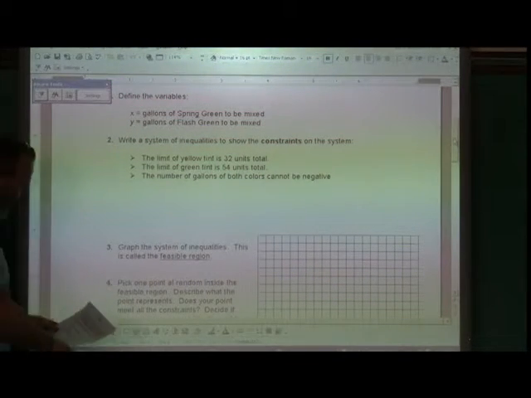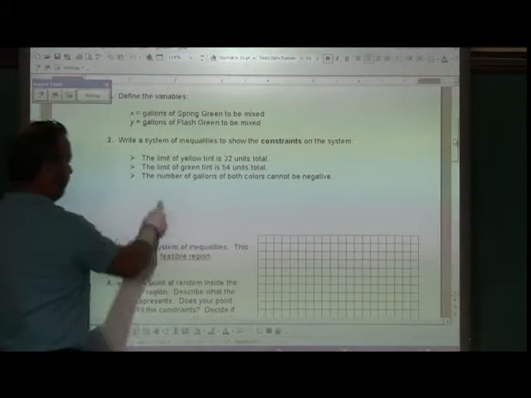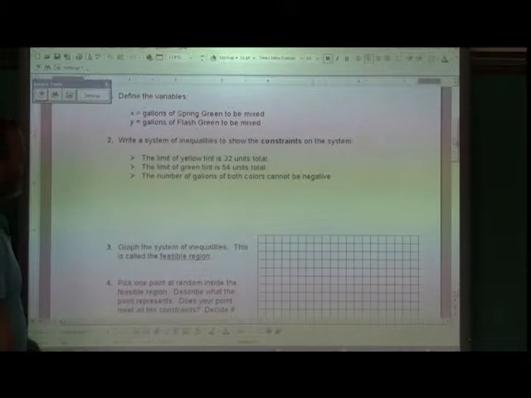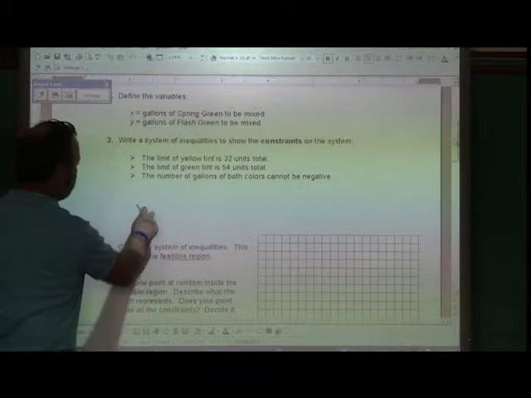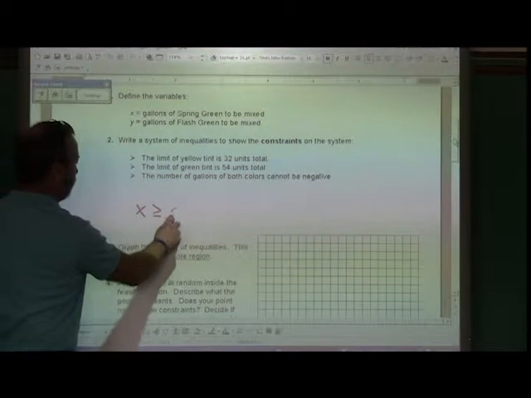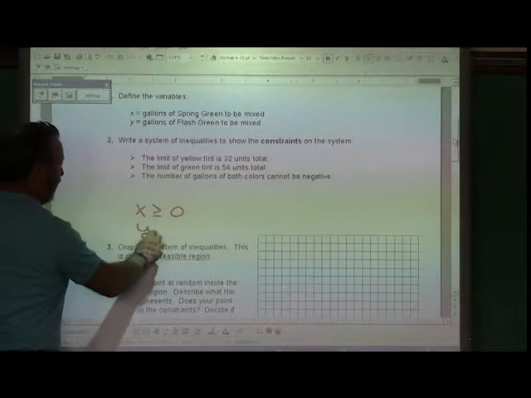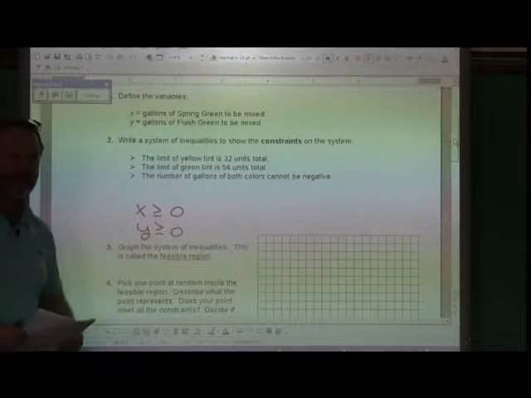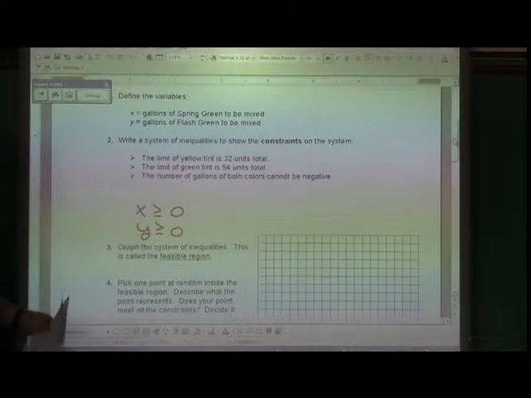So my constraints here, first off, let's jump to the easy one. I can't have negative gallons of paint. So x has to be greater than or equal to 0. Y has to be greater than or equal to 0. I know it's trivial, but we do need to include those.